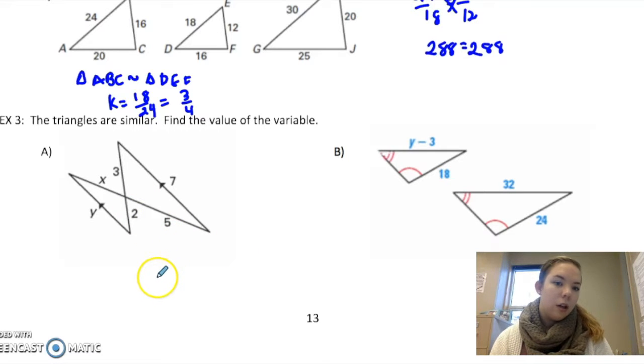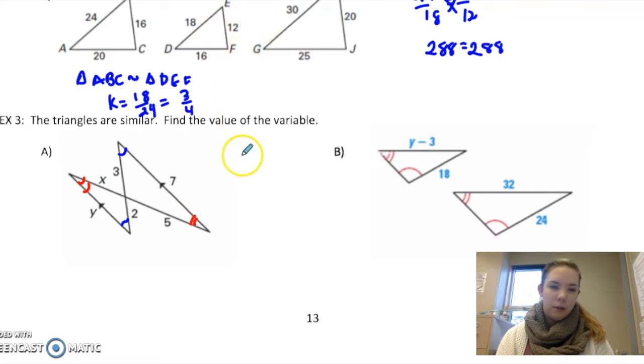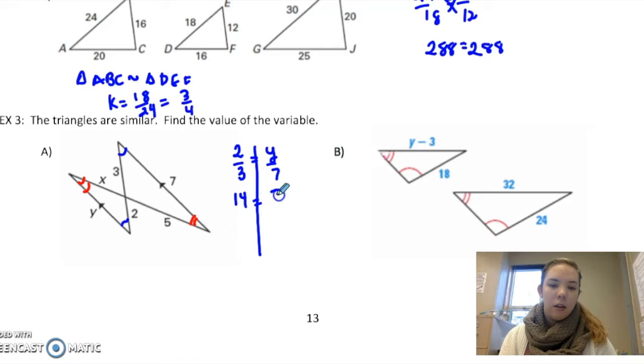So let's use something that we know. Since these are parallel, I'm going to go ahead and label the alternate interior angles so that it'll help us decide what to pair with what. We need to include 2 and 3 because that's known for us on both triangles. So let's do 2/3 equals y/7. So then we have 14 equals 3y.